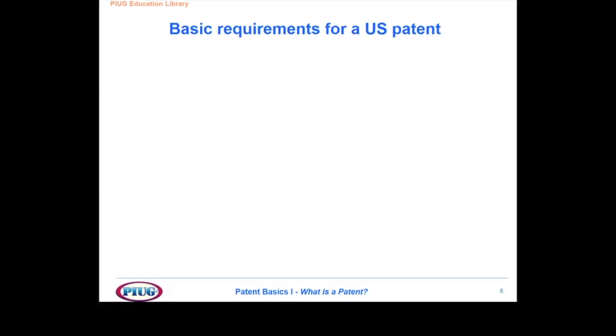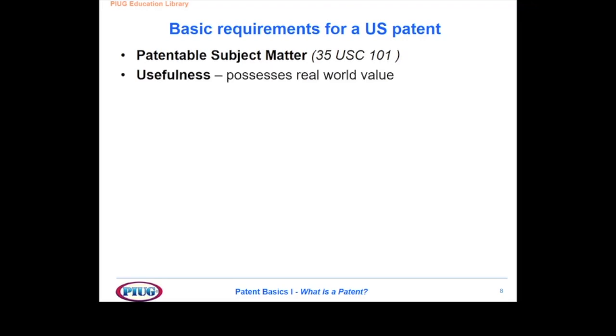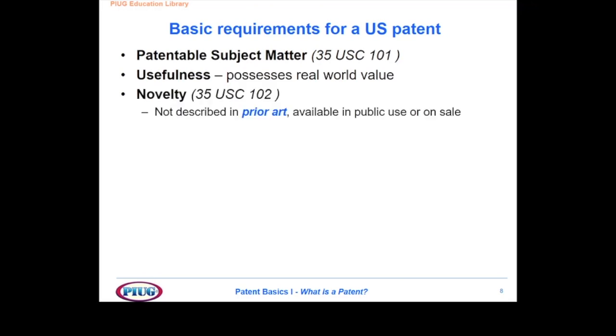The basic requirements for a U.S. patent are patentability, as described in 35 U.S.C. 101, utility or usefulness, meaning it possesses a real-world value, novelty, as described in 35 U.S.C. 102, which means it's not been described previously in prior art or available in public use or have been on sale.